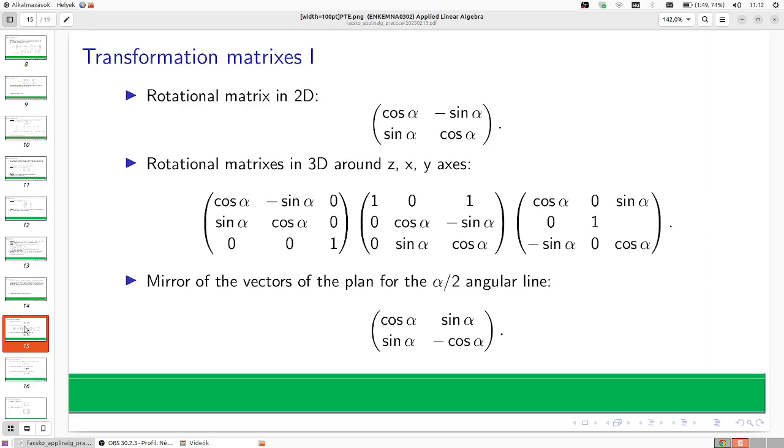So the aim of these practices is to better understand the theoretical material. So we have in 2D a line.